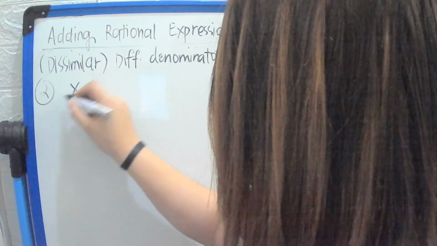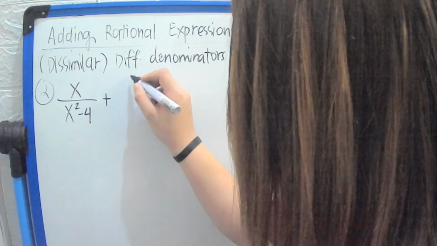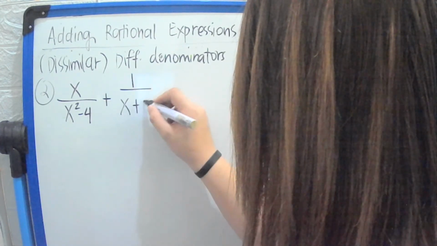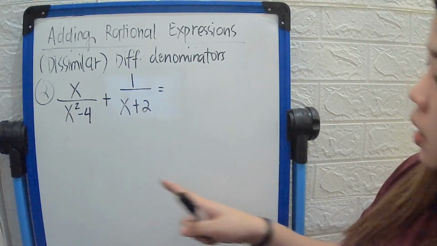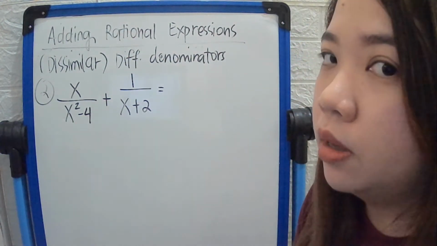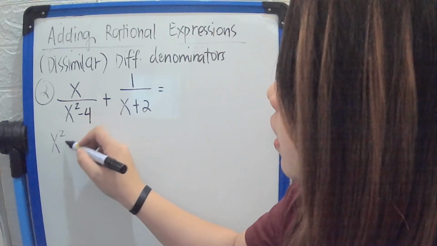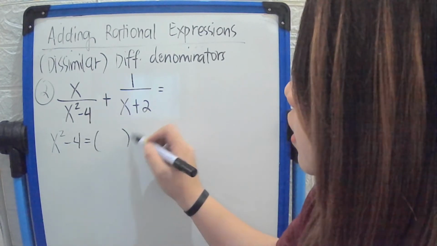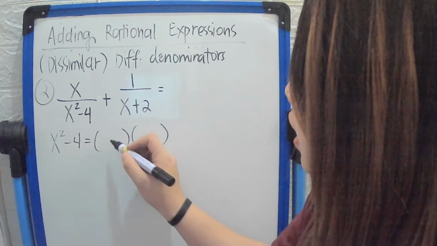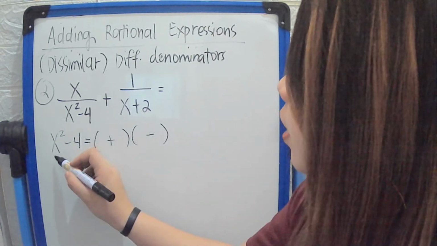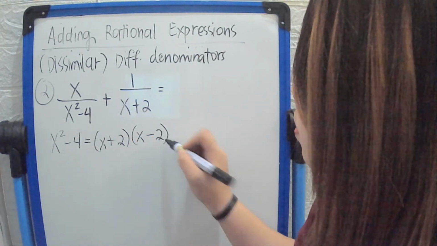If I have x over x squared minus 4 added by 1 over x plus 2. So in this part, the first denominator is factorable. So we have to factor this one out to get the LCD. So x squared minus 4, if we factor this out, we use DOTS, difference of two squares. Applying DOTS, we have plus and minus. Square root of x squared, we have x. Square root of 4 is 2.